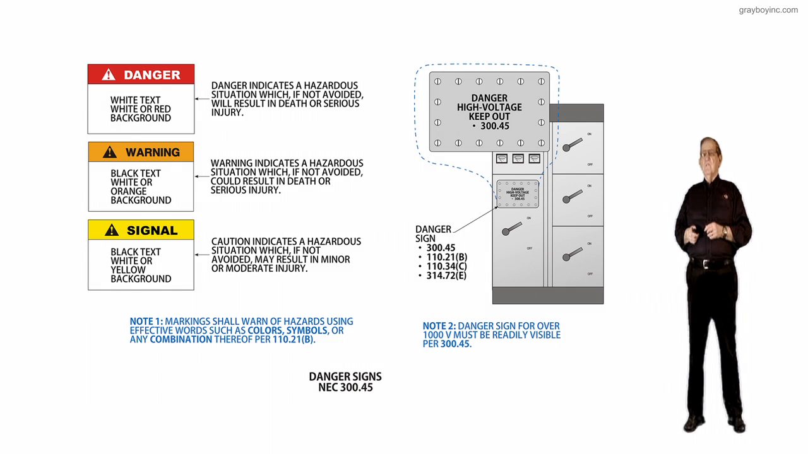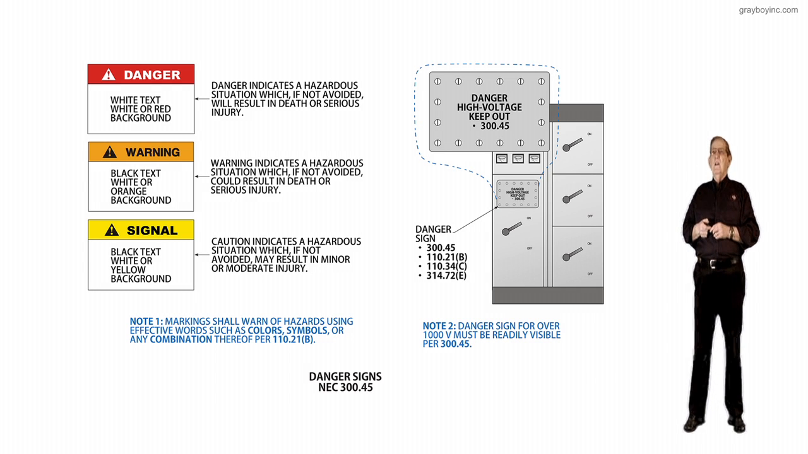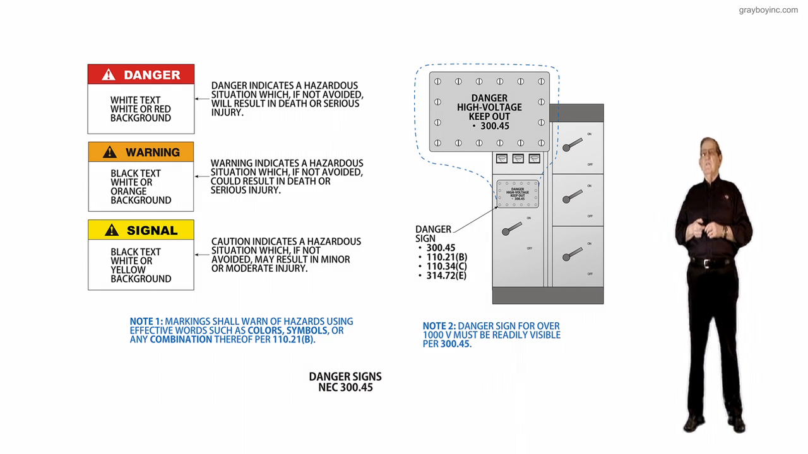So that's the reason that I caution you to be sure that you read the danger sign and read those 4 bullets there that deal with 300.45, 110.21(B) as in boy, 110.34(C) that's in car, and 314.72(E) that's in Ed, where you have pull boxes, junction boxes, and things of that nature. And I think that pretty well would give you a good summary of what this new revision is all about.